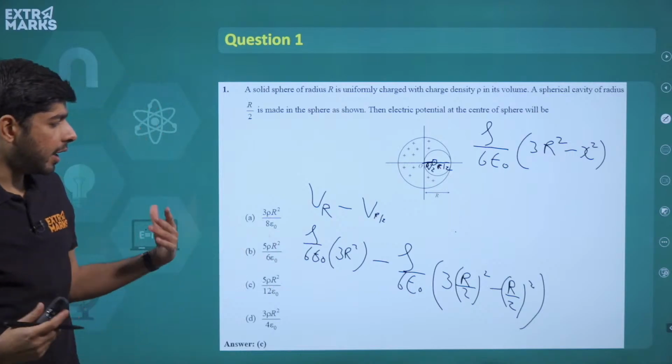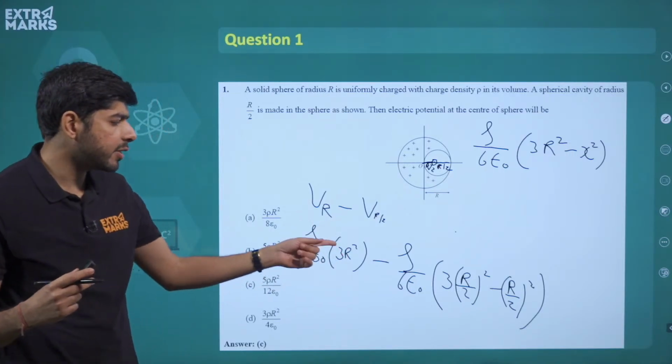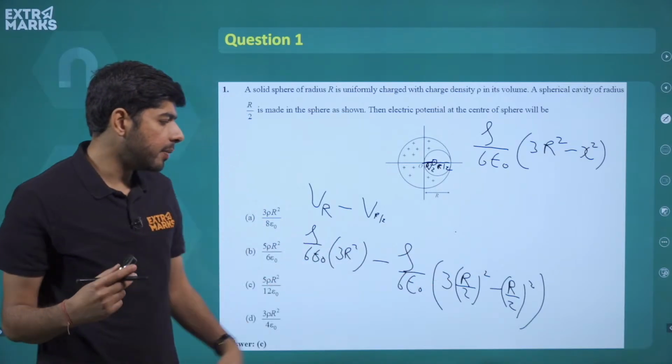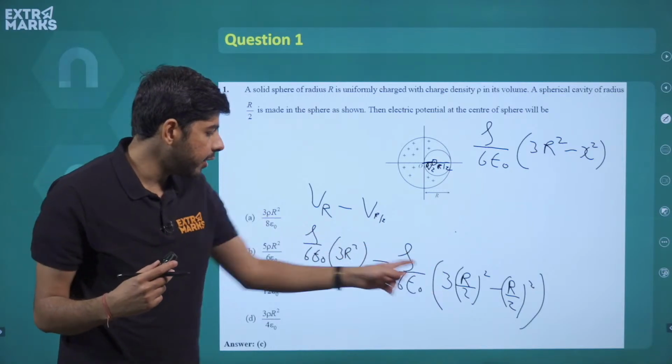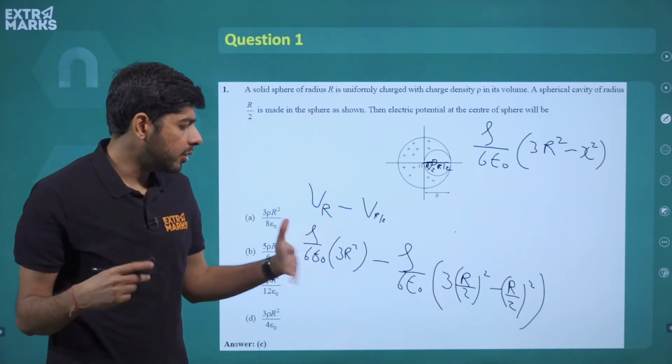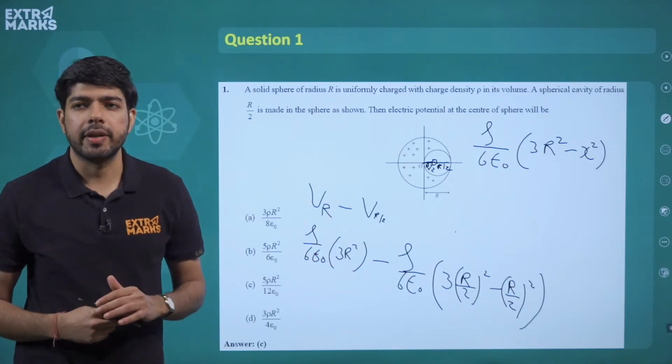If I just need to solve this one, this will be rho by 6 epsilon naught r, 3r square minus, this will be (3r by 2) square minus r, so this will be twice of, it will be r square by 2, this is 3r square. So yeah, it is just calculation now. If you solve this, I'm sure you will be able to get the answer, right?